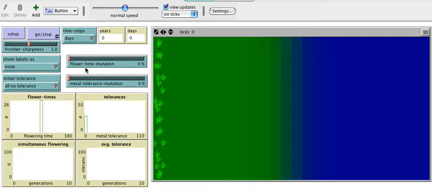In this first run of the model, I've set it up so plant offspring will be identical to their parents by setting the mutation rate for both flowering time and for metal tolerance to 0.